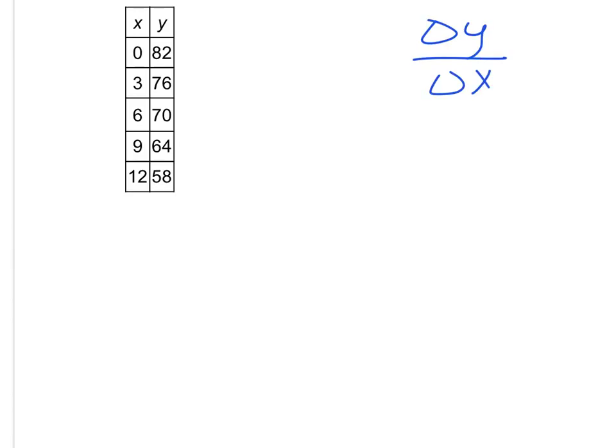So let's look at our x's first. From 0 to 3 is a change of 3, from 3 to 6 is 3, from 6 to 9 is 3, and from 9 to 12 is 3. So since these are all 3's, I expect these to be the same. Now, as you notice, the y's are decreasing. So let's check this out.